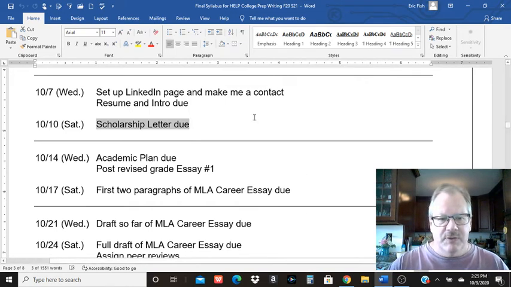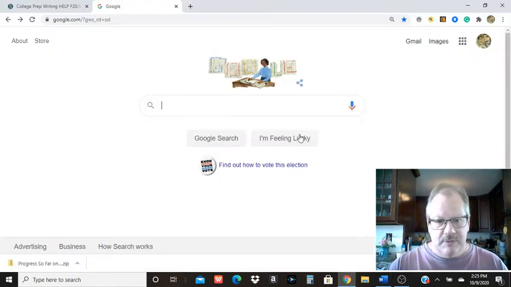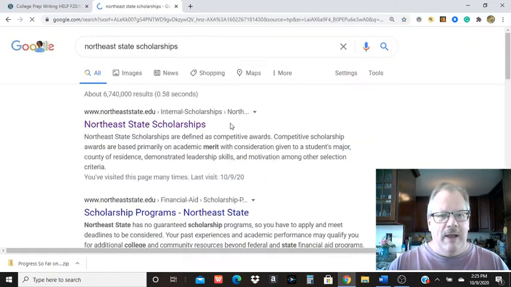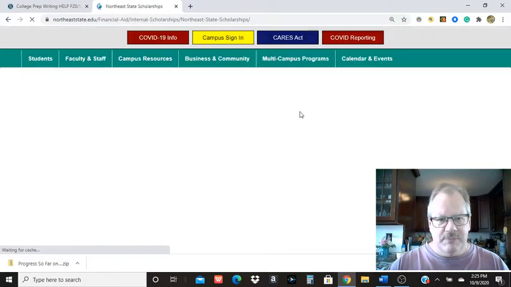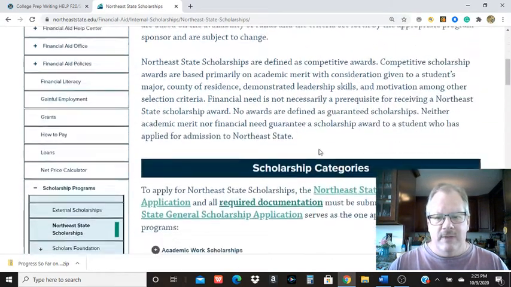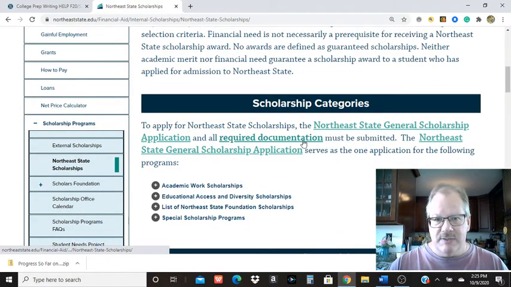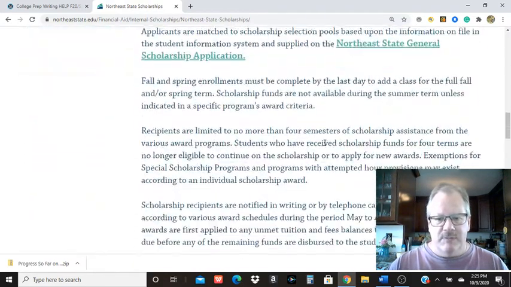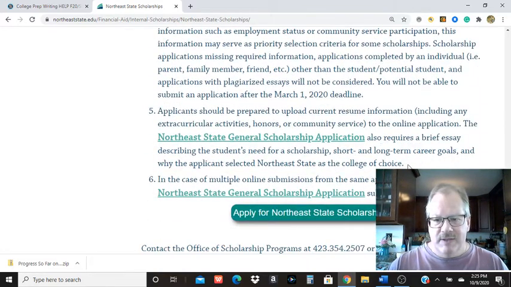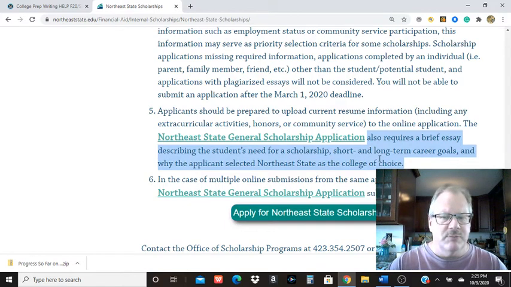I'm going to show you Northeast State's prompt. I already got it on a Google search here. If you go to the scholarship page at Northeast State, which isn't easy to find, it's easier to Google it. Right now, the general scholarship application is closed, but the criteria for applying is right down here. And if you dig deep enough, you're going to see that the general scholarship application requires a brief essay.